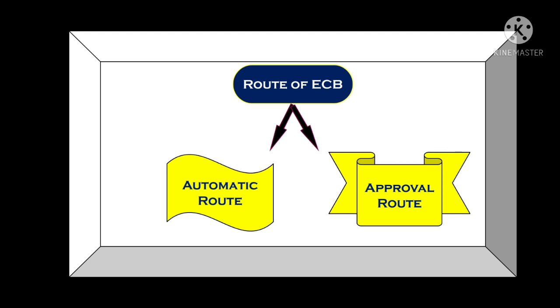If the category falls under the approval route, then prior Reserve Bank of India approval is required. After the bank examines the document, it has to send those documents to the Reserve Bank of India for their approval. Whereas in automatic, the bank can itself examine the document. But in the approval route, it has to examine the document, and along with that, it requires the Reserve Bank of India approval.